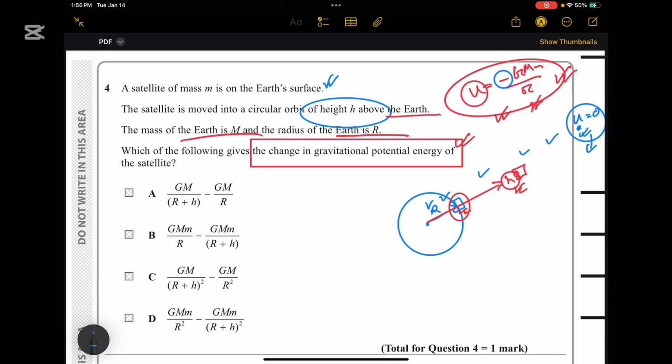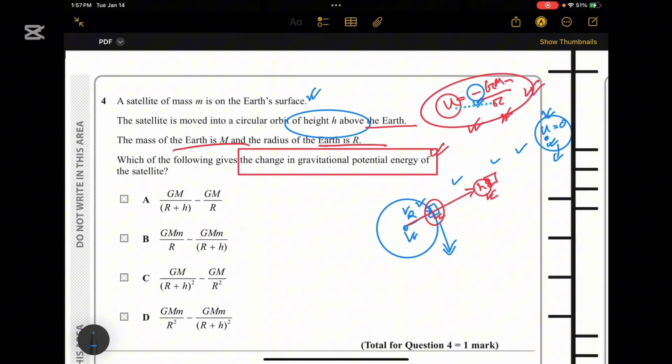Infinity means very far away from the center of the earth. At infinity the gravitational potential energy is 0, but anywhere in between infinity and the earth's surface, the gravitational potential energy is negative. That's why we have put a negative sign right here. So in this position at the surface, U is equal to minus GMm by r.